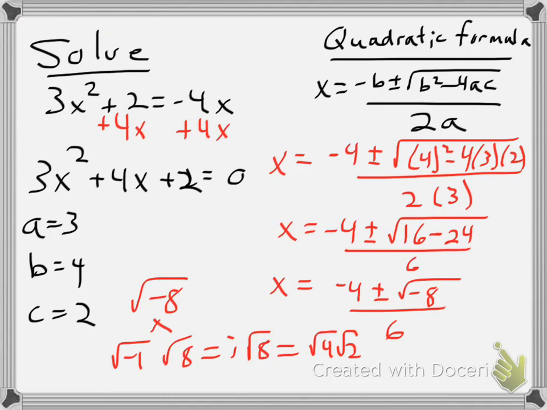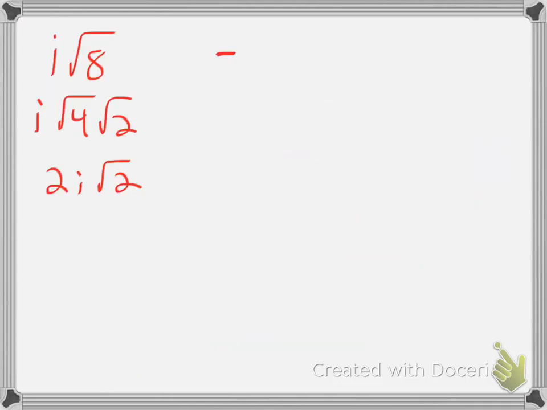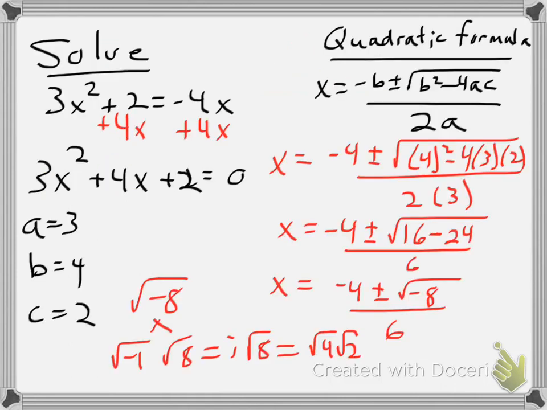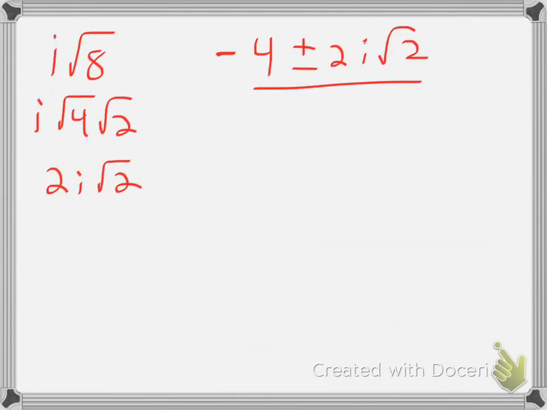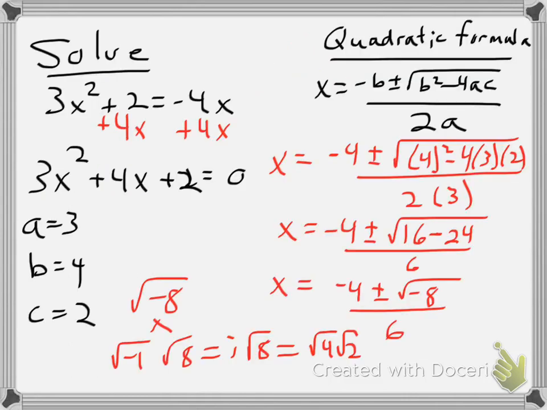Now I'm going to put that back into my expression. I'll have negative 4 plus or minus 2i square root of 2 over 6. And again, the 2i square root of 2 replaced the square root of negative 8.